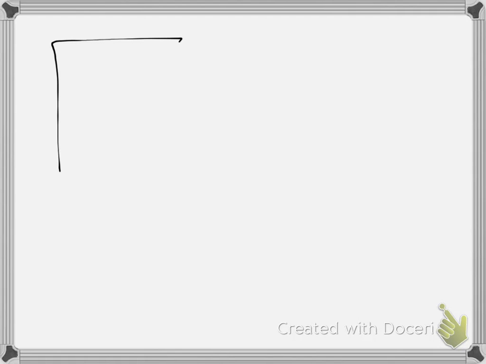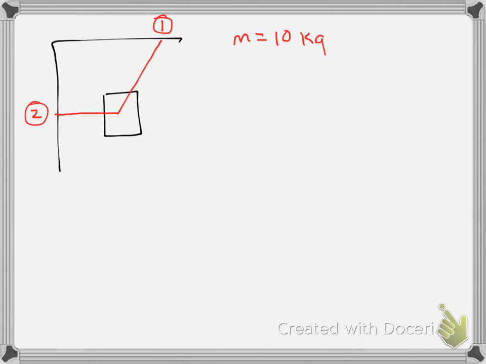So in this problem, we have a wall and a ceiling and a picture hanging. Behind the picture is a wire at a 30-degree angle and a wire at a 180-degree angle. We'll call this wire 1. We'll call this wire 2. And the only other thing you know about the problem is that the mass of the picture is 10 kilograms.